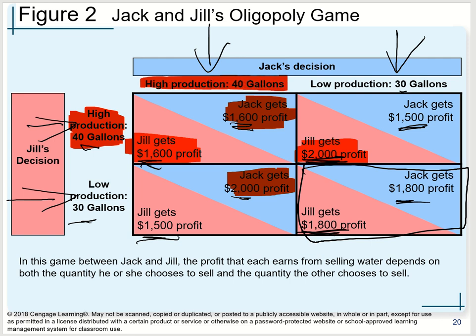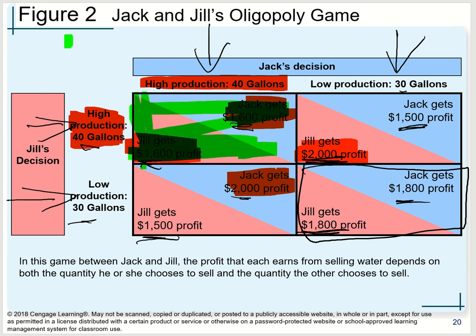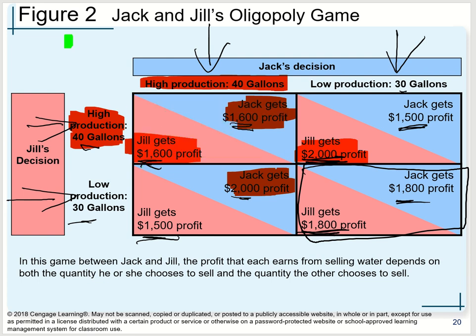So each party has a dominant strategy. They will always choose to produce their dominant strategies, and the market will end up over here. Well, that's ugly. So both will produce 40 gallons, and this is called a Nash equilibrium.